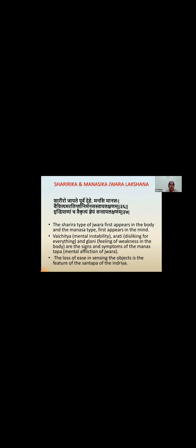Whenever it is Sharirika, because of the Mithya Ahara Vihara, first there will be Tapa in the body, and later there will be the Manasika Vyatha. Now if you come to this particular Indriyanam cha Vaikrutyam Jnayam Santapa Lakshanam, even if there is a little bit of discomfort in sensing the objects, then it is understood that it is the feature of the Santapa to the Indriyas.